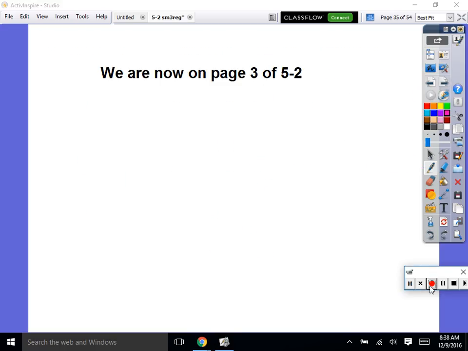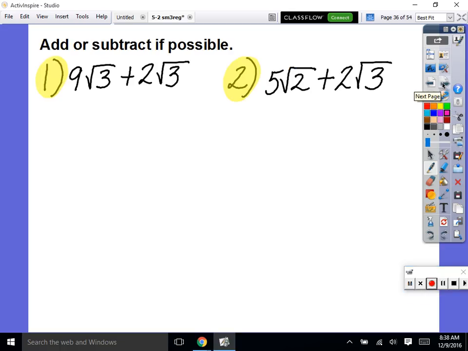Ready, set. So we're now on page 3 of 5-2. Okay, number 1, add or subtract if possible. 9 square roots of 3 plus 2 square roots of 3. Square root of 3 is square root of 3, so they're like terms. How many square roots of 3 do we have? 9 plus 2 is 11 square roots of 3. We have to have the same radical and the same base to be able to add them.